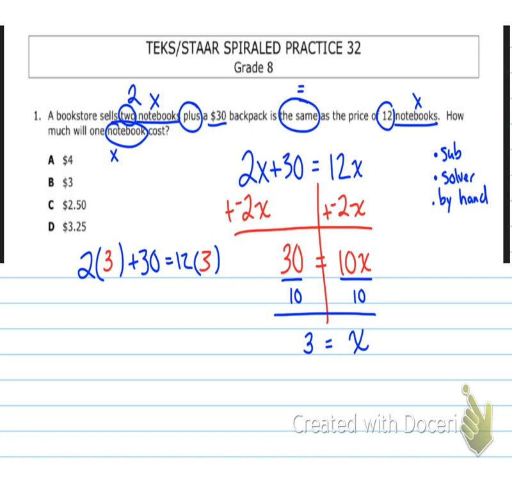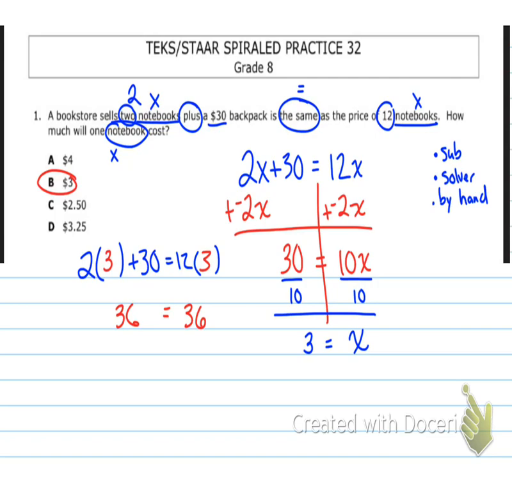So is it true that when the notebook costs $3, that 2 notebooks, that's 6 plus 30, is 36, equal to 12 times 3, which is also 36? Yes, so my answer really is going to be B. Okay, I would recommend you check it like that. Notice that method is basically sub.